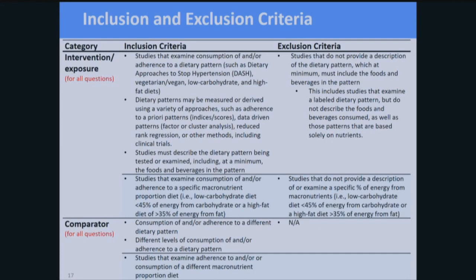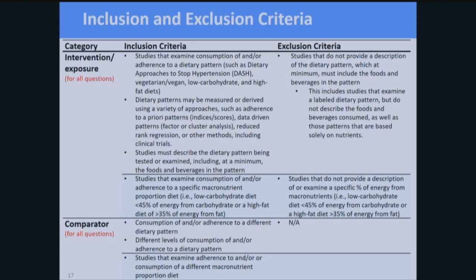Studies that examine low carbohydrate or high fat diets will be included as long as they meet the percent specified, in the second row, as the criteria, which is less than 45% of energy from carbohydrate for low carb and or greater than 35% energy from fat, which is high fat. And these are based on the AMDR.